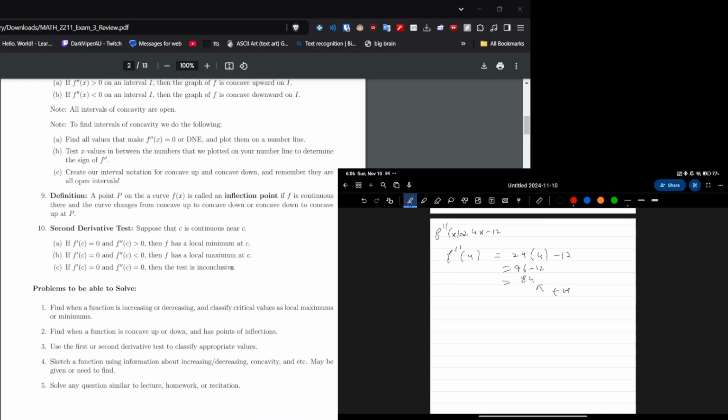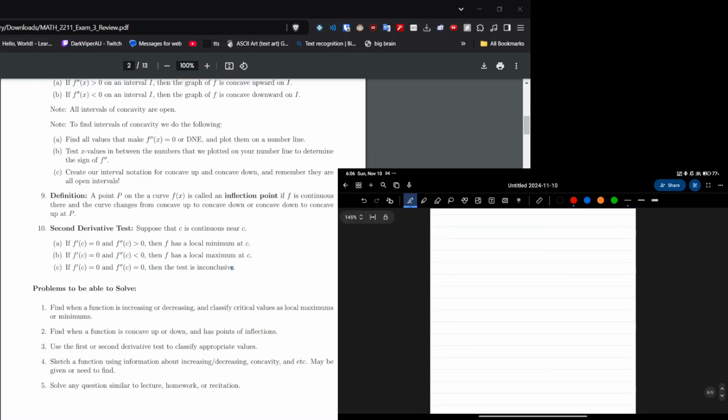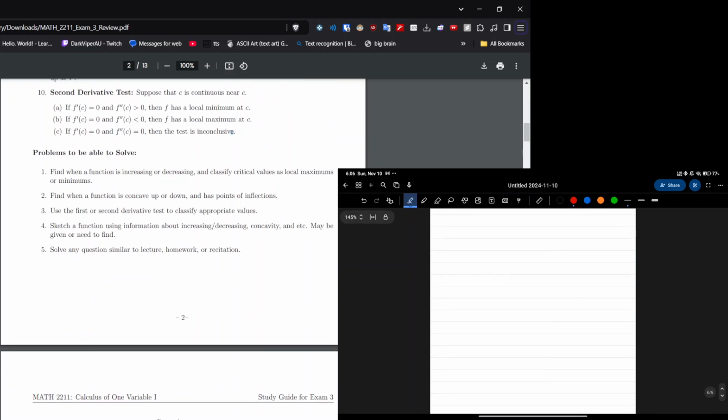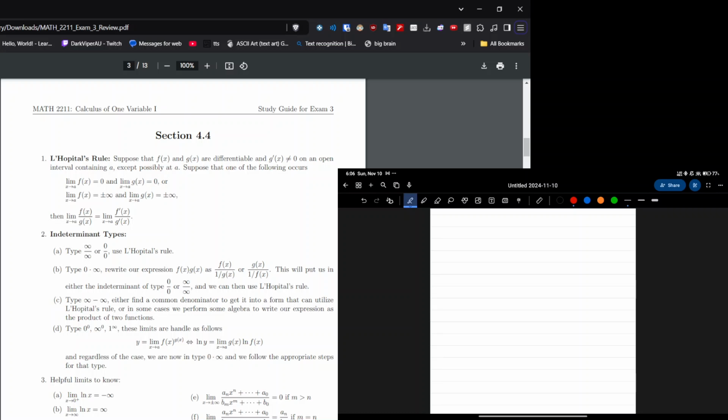Perfect. All right. L'Hopital rule. Some people call it L'Hospital's rule. Some people call it L'Hopital rule. I call it L'Hopital rule. It's just preference. People just fight over it. All right.